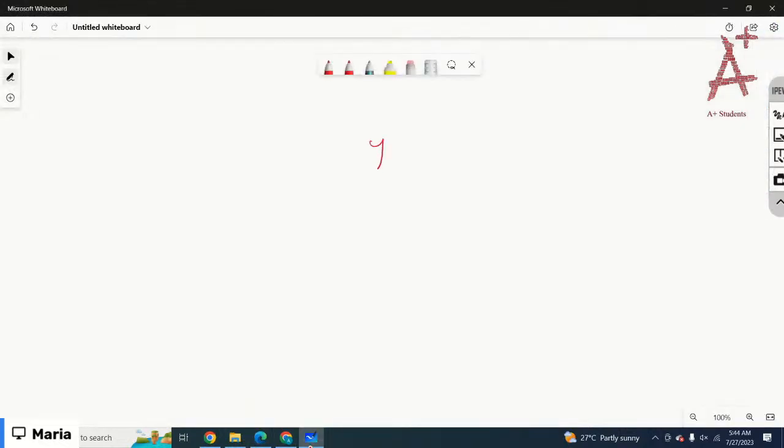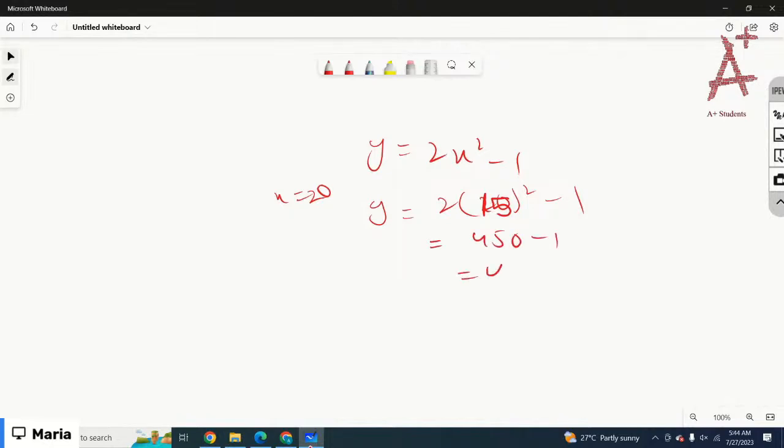The equation is y equals 2x square minus 1. You have to calculate for 20. X equals 20, so it would be y equals 2 times 20 square minus 1. Got it? No, for the 15. 15 square is 225, times 2 is 450, minus 1. That means then there are 449 cubes. Got it? That means in model 15 you have 449 cubes.